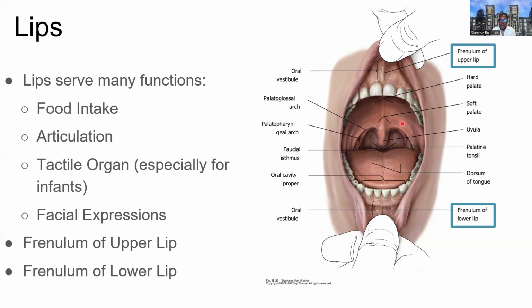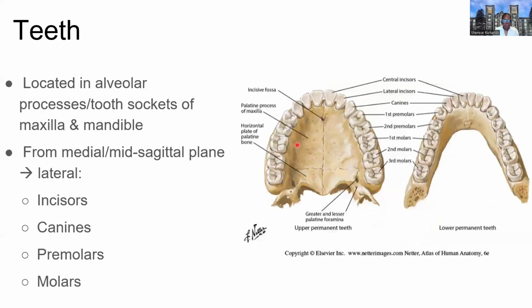Otherwise, if they weren't as securely attached, when we eat and speak and chew and so forth, these structures would be moving kind of uncontrollably. So this helps to anchor the mouth to the lips, to the oral cavity, to the top of the mouth and the floor of the mouth, respectively. Okay.